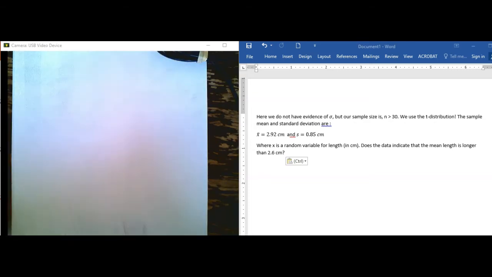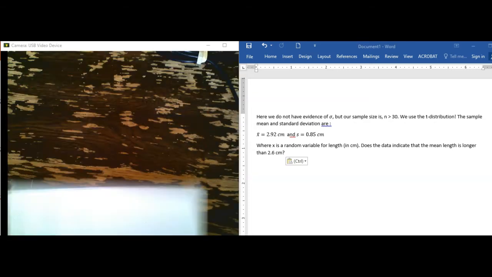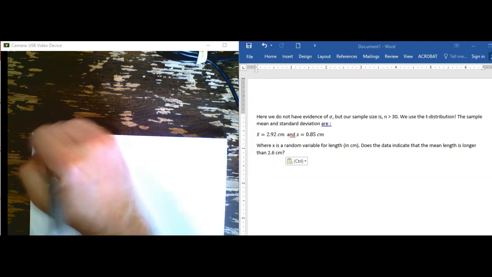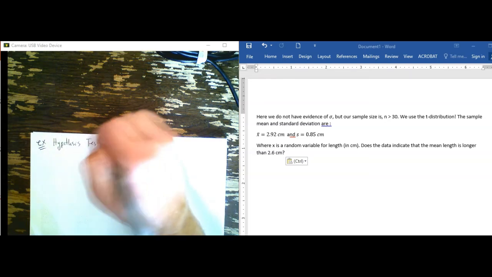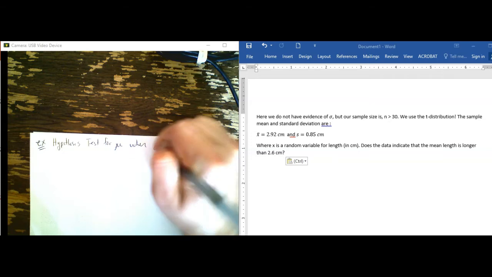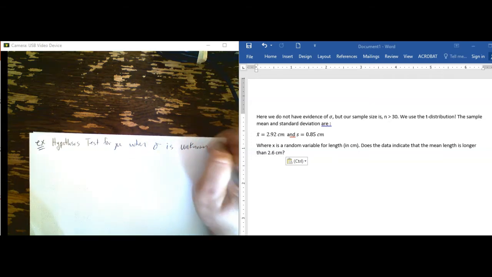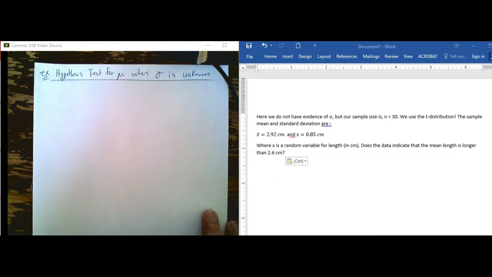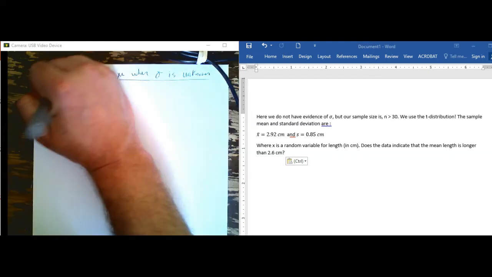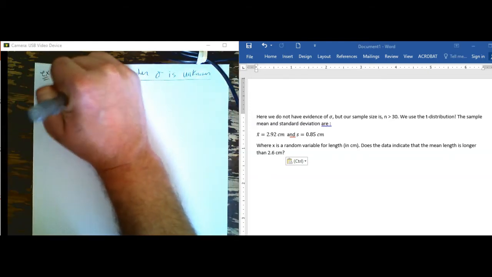All right, so let's take a look at this next example. Hypothesis test for mu when sigma is unknown. So again, hypothesis test for the population average when sigma is unknown, okay? All right, so here, first things first, we want to figure out our hypotheses, right? So A, hypotheses.